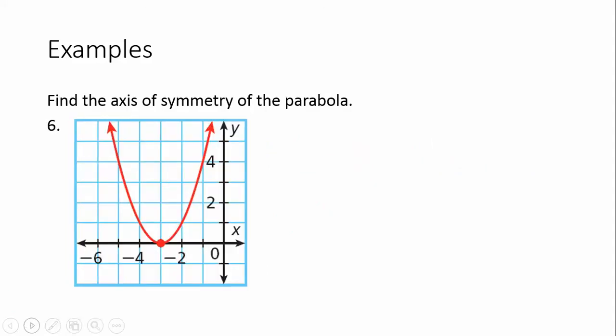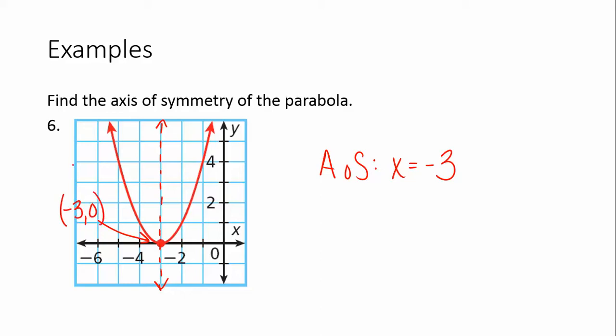Here's another one if you want to pause the video here and try this one on your own. If I draw in the axis of symmetry, it's going through the vertex, and it's crossing at -3. So we have x equals -3. Remember, it's also the x-coordinate of the vertex. If I were to name the vertex of this parabola, it's -3, 0. So there it is, the axis of symmetry.